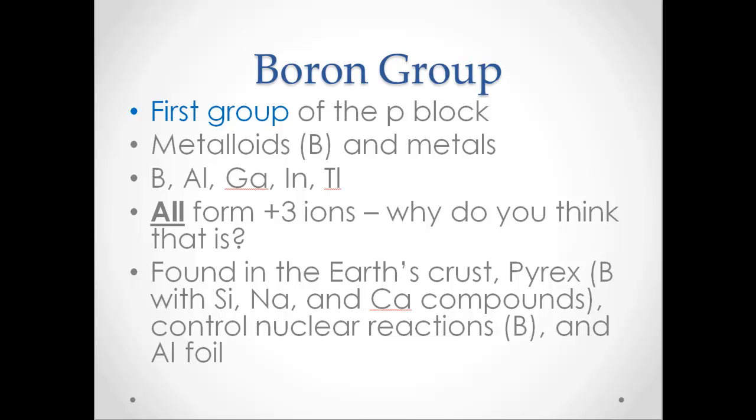They all form +3 ions. Okay, think about why that might be. Think about how many valence electrons that these things will have. These are found in Earth's crust. We use them in all sorts of things.